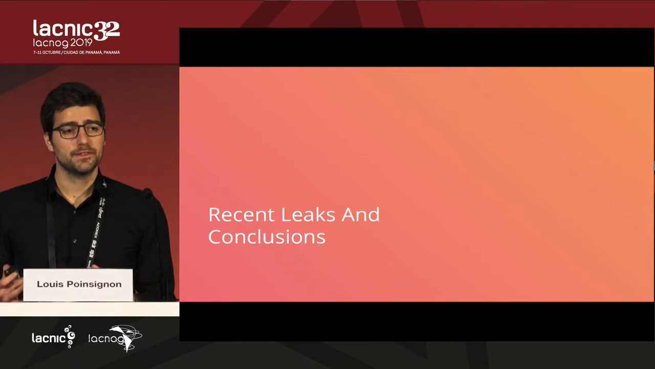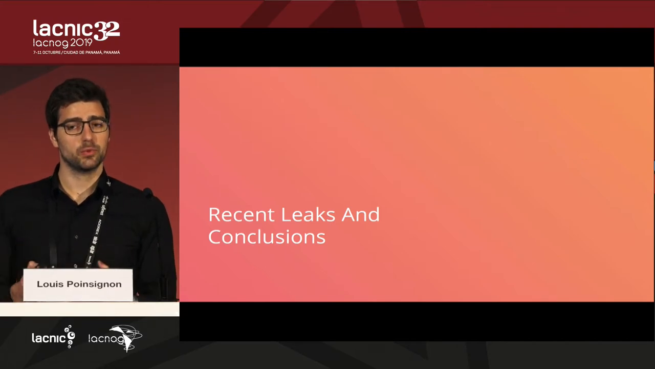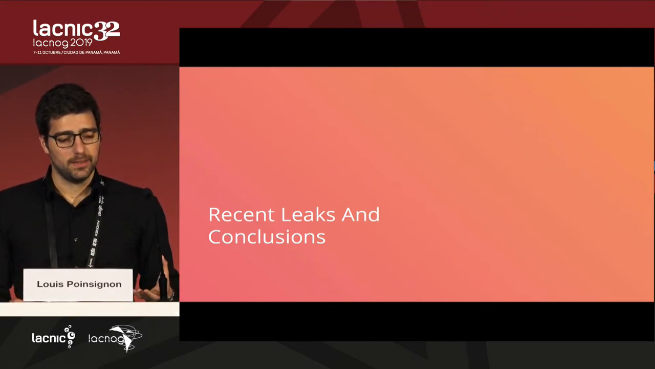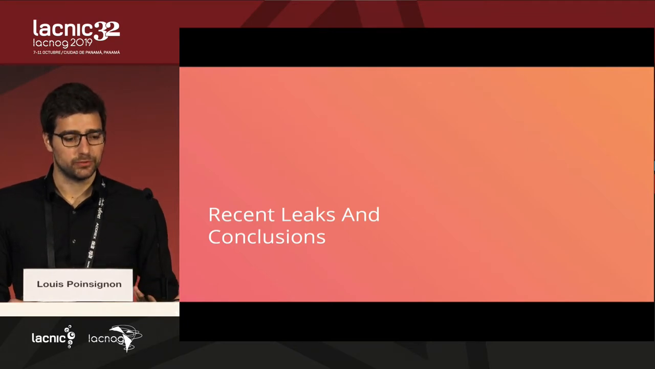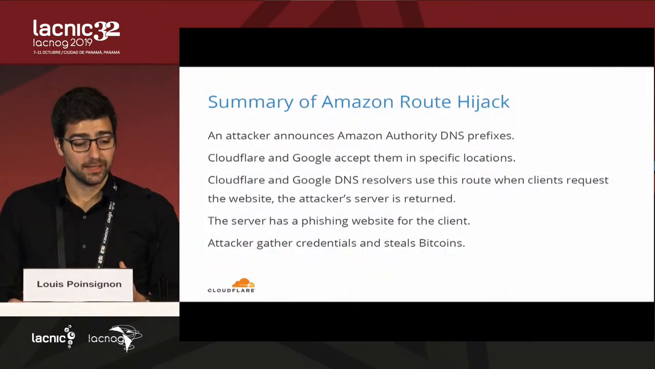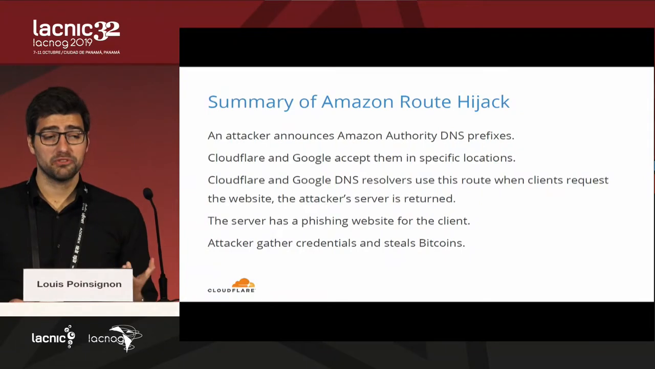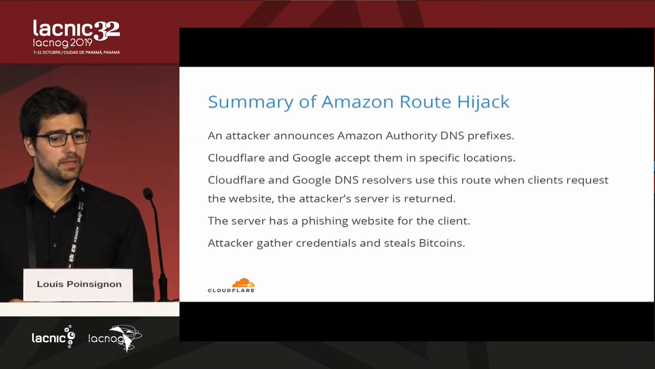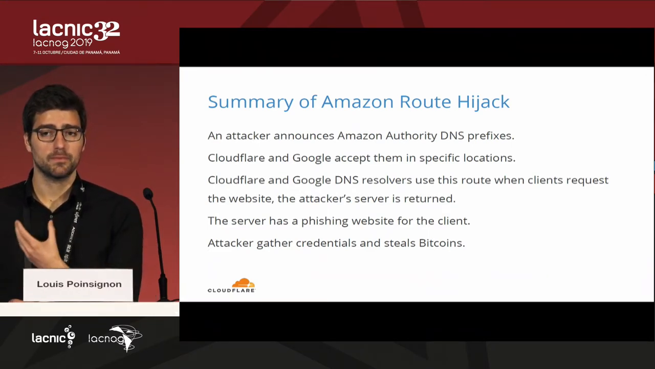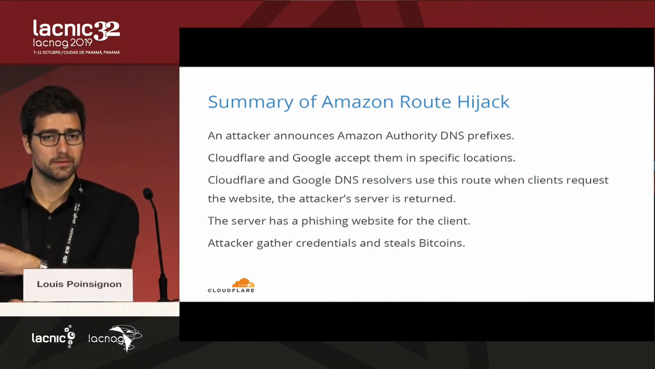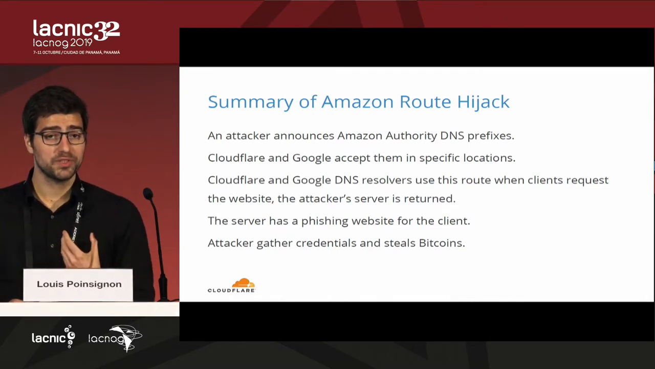So this is the impact of RPKI, and I'm going to give two examples. I'm going to dive a bit more into the examples where it would have been useful. The Amazon route hijack, when the attacker announced the prefixes, they were not signed. Cloudflare and Google accepted them in specific locations because it was announced on peering sessions, and Cloudflare and Google DNS started using this route over DNS. When people queried our DNS, we used the fake route. So we returned wrong results.